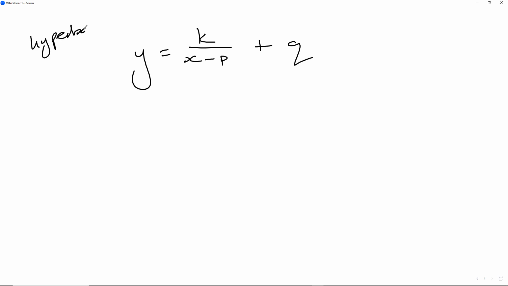All right, so the concept of a hyperbola is built on the following formula: y equals k over x minus p plus q. And this is your hyperbola.